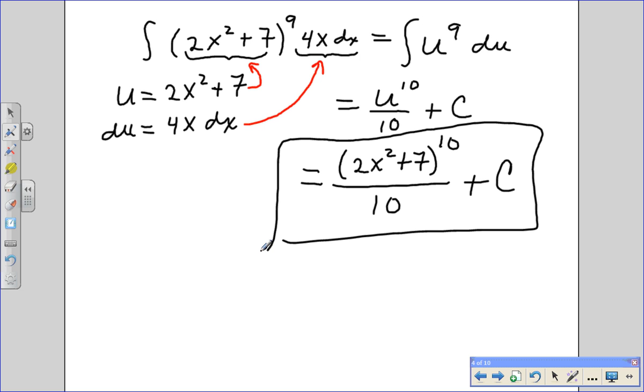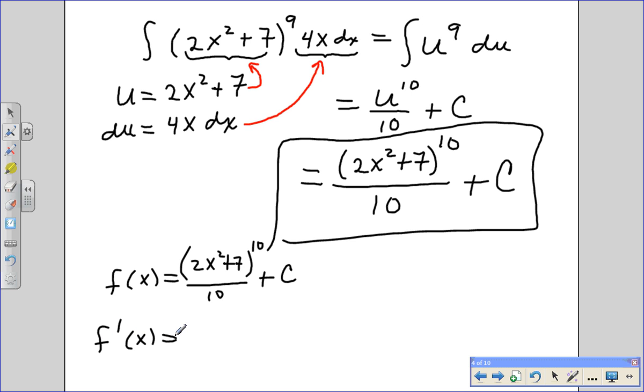And that's using the chain rule in reverse. And if you want to check your answer, you can simply take the derivative. So if you start with this thing, if you say, well, okay, what if f of x is exactly that expression, (2x squared plus 7) to the 10th over 10 plus c, then f prime of x, see, I multiply by the exponent, I leave what's in the parentheses alone, 2x squared plus 7, subtract 1 from the exponent, I still have this 10 in the denominator, and the derivative of the constant is 0.